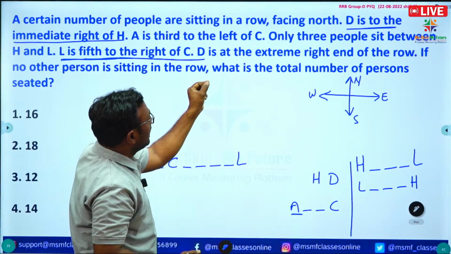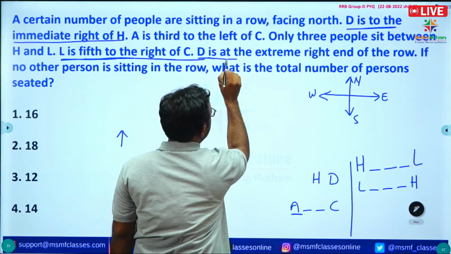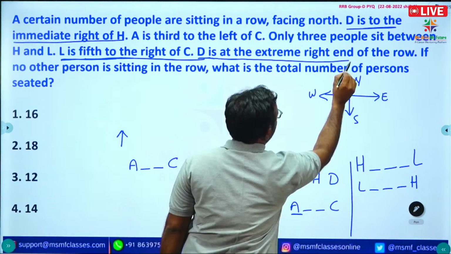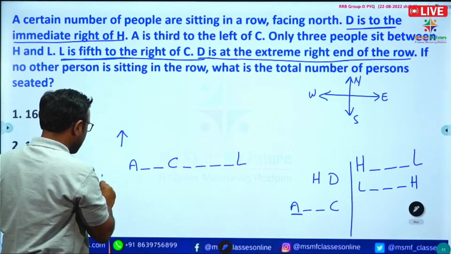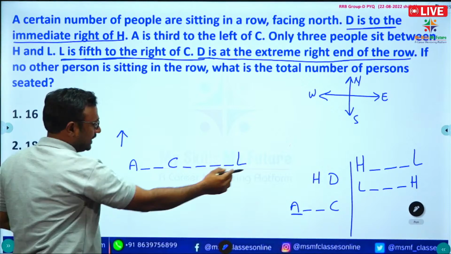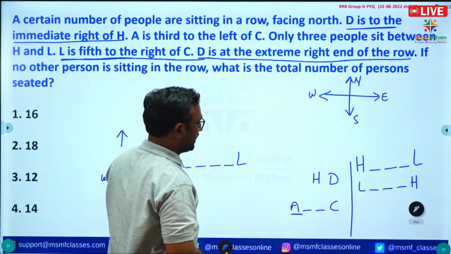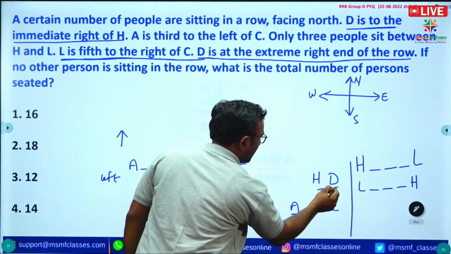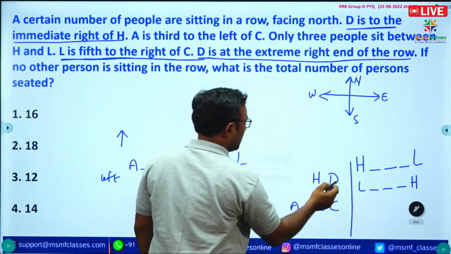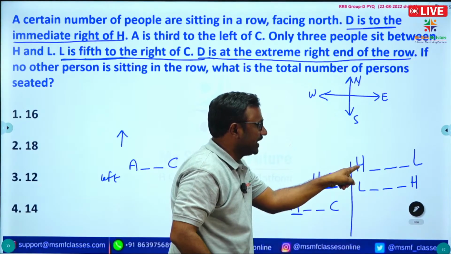D is at the extreme right end of the row. So this is the left end, and here somewhere right hand, D is at the extreme right end. So if you see, we have two possibilities between H and L.